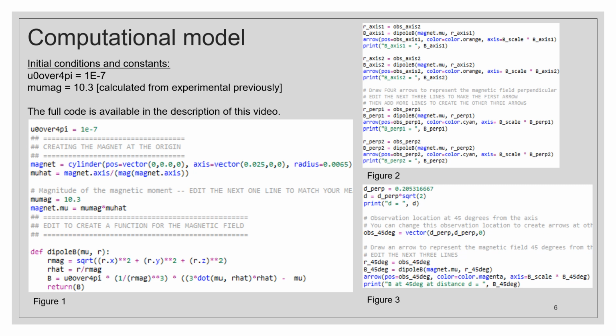Figure 1 shows the definition of a function to return the magnetic field given certain data. Figure 2 is 4 out of 6 arrows that show the direction of the magnetic field. And figure 3 is the formula in code to calculate the magnetic field at a 45-degree angle using the general formula for the magnetic field of a magnetic dipole.